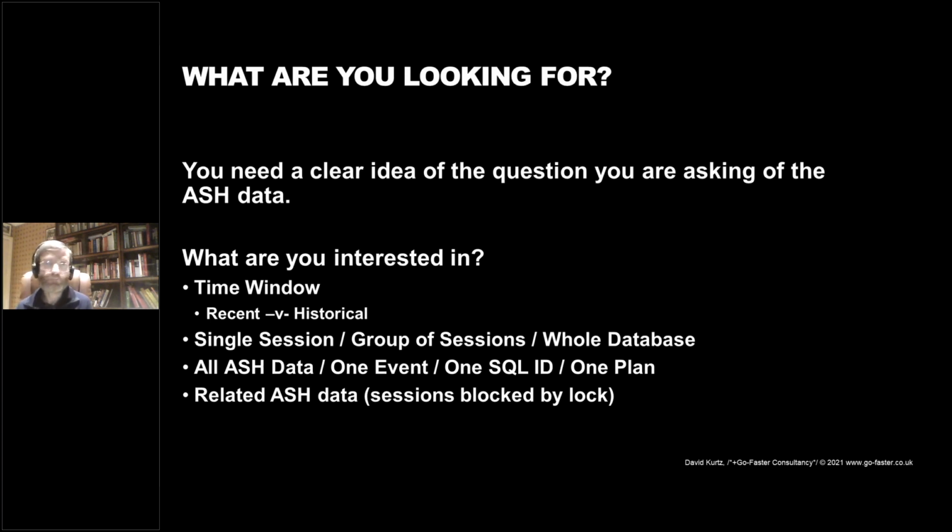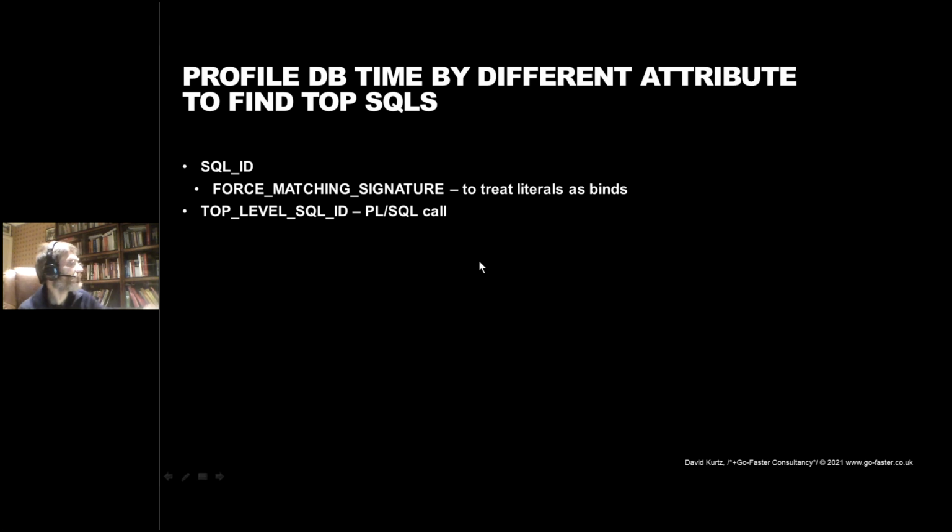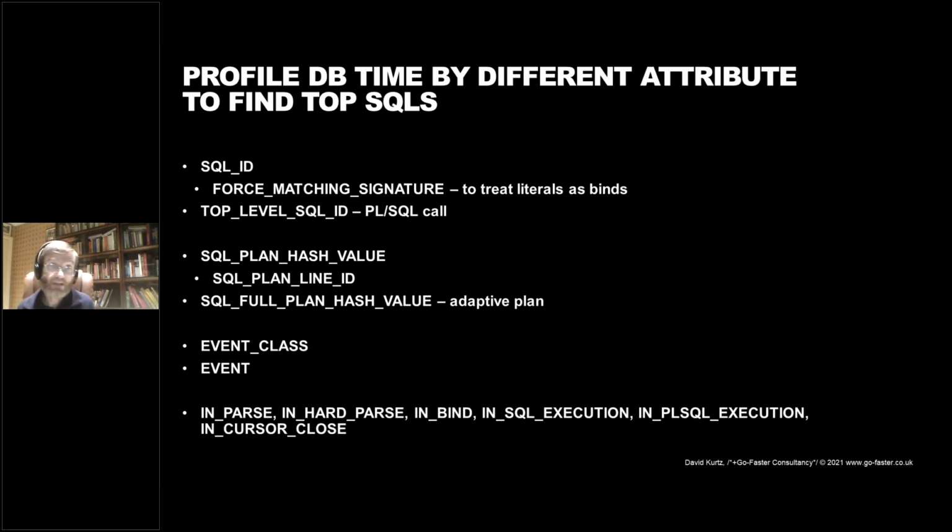What sessions am I interested in? Do I want all the ASH data? Or am I only interested in maybe one particular event? Or maybe I know the SQL ID and I want to know when it ran. Or maybe it's one execution plan. If I'm going to look into database locking, I'm going to have to relate ASH data to other ASH data. So let me show you an example. Profiling database time by different attributes. So I might profile by SQL ID or by force matching signature. Plan hash values are popular. Event weight, event class, and the event, and the status. So there's lots of different attributes you might choose.